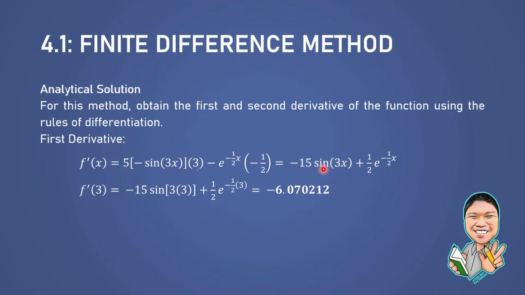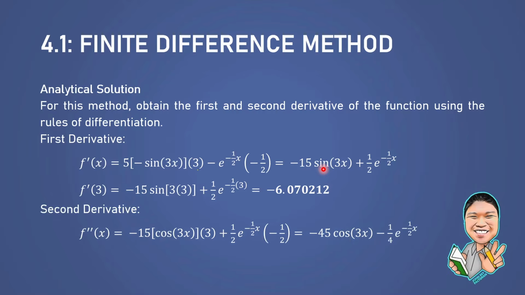Gayunman, pwede na tayong mag-proceed for the second derivative. Again, I just use the rules of differentiation, and according to my calculation, ang second derivative is this one, negative 45 cosine 3x minus 1/4 e raised to negative 1/2 of x. The rule is the same, just substitute x equals 3 here. So, f double prime of 3 is negative 45 cosine of 3 times 3 minus 1/4 e raised to negative 1/2 of 3. So, 40.94579. Same rule, dapat naka-radian ang calculators nyo.